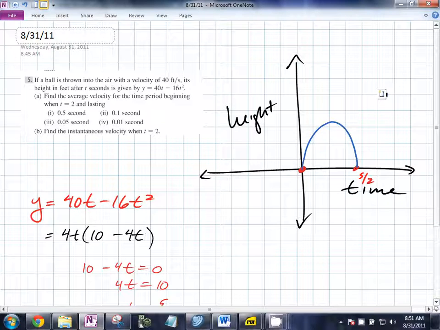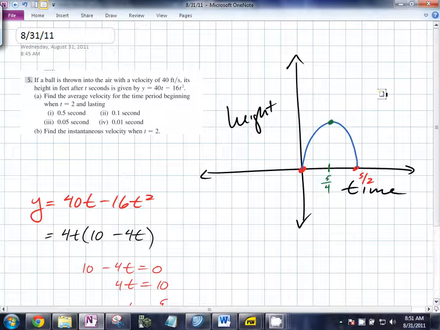Find the average velocity for the time period beginning when t equals 2 and lasting 0.5 seconds, 0.1 seconds, 0.05 seconds, and 0.01 seconds. So, what's an easy way to find the x-coordinate of the vertex if you have these 2 intercepts? What can you tell me about the shape of a parabola? It's symmetric, right? So where does the vertex have to be? In between any 2 coordinates that have the same y value. We have the x-intercepts. So what's the x-coordinate here? 5 over 4.